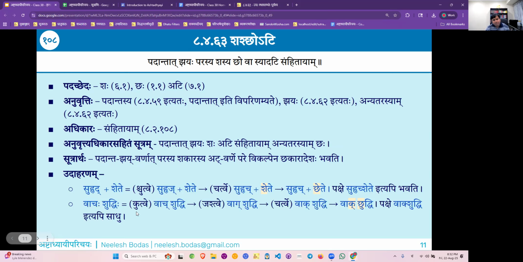You can go through the examples. There is nothing new over here. It is simple: for example, ch plus sh, there is the shakara getting converted to chakara, or g plus sh, k plus sh, there is again the shakara getting converted to chakara.